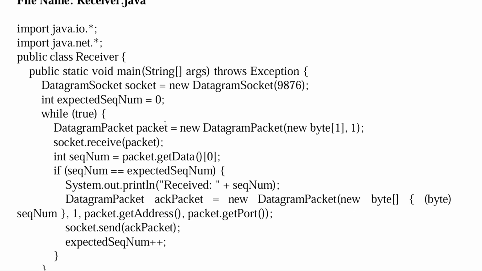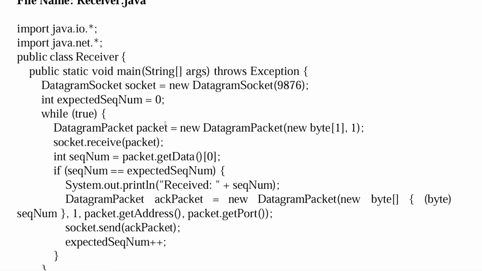The next step is the infinite loop. So here while(true), the receiver continuously listens for incoming packets. The next step is create a datagram packet for receiving data. The code is DatagramPacket packet equals new DatagramPacket(new byte[1], 1). Here it creates a buffer of 1 byte. Each packet carries 1 byte, the sequence number.